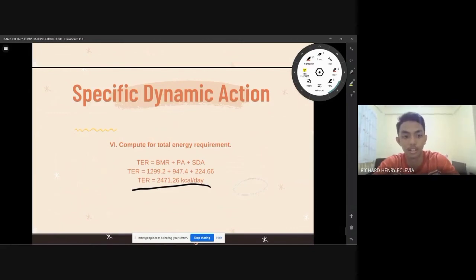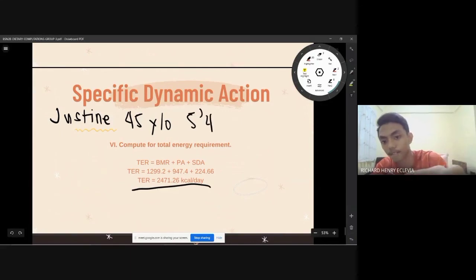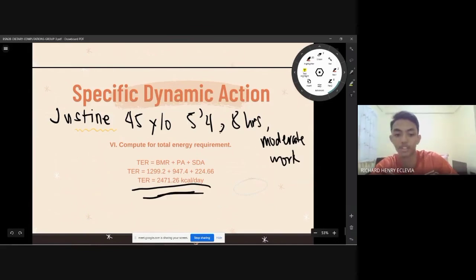So, si Justin, na 45 years old, now with height of 5'4" tall, and with 8 hours of sleep every day. Tapos, gumagawa ng moderate work. Ayan na yung total. Ito na yung total energy requirements niya. So, yun lang po.